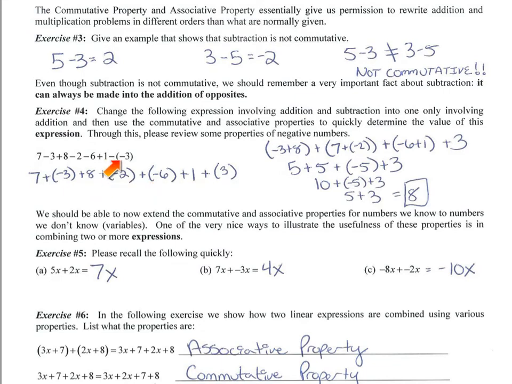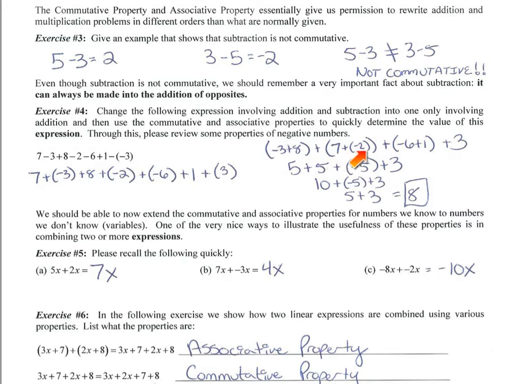And then this minus a negative 3 is the same as just plus a positive 3. Now, it does ask us to reorder it to make it easier to come up with the answer. So this is how I reordered it. I combined the negative 3 and the 8, the 7 and the negative 2, the negative 6 and the 1, and the 3. When I associate the negative 3 and the 8 together, it's 5.